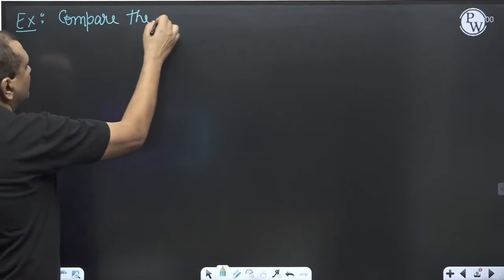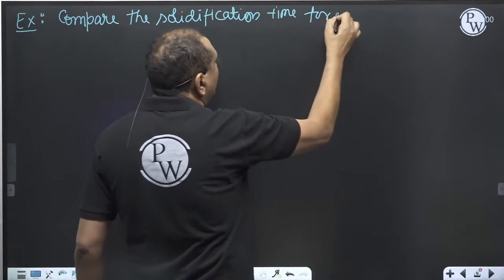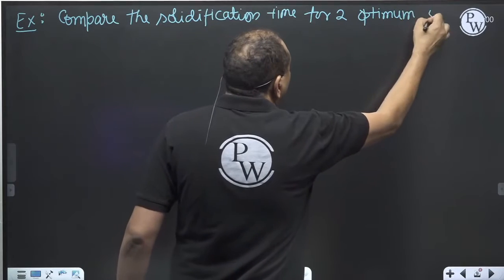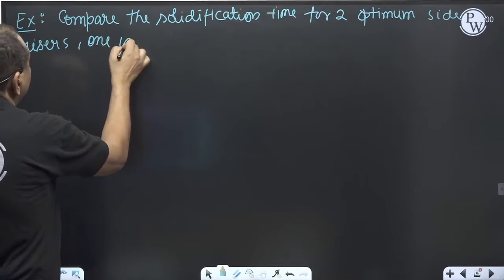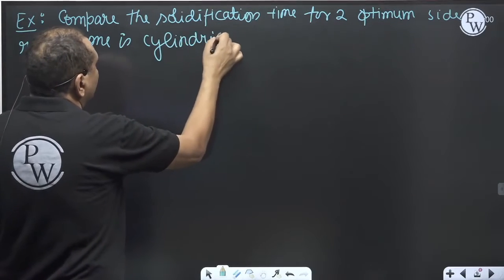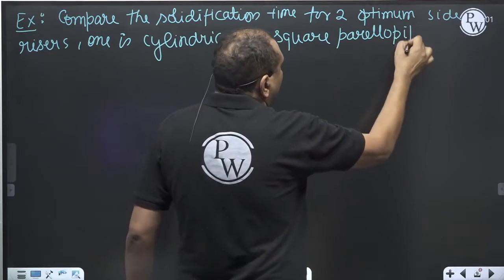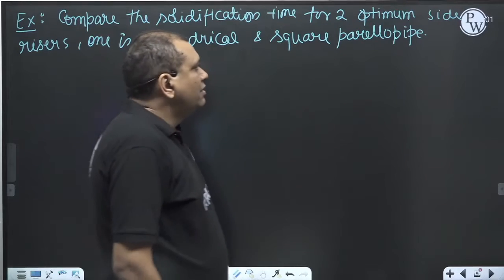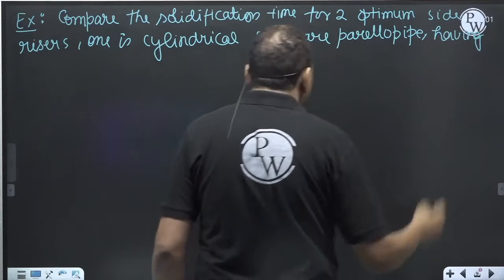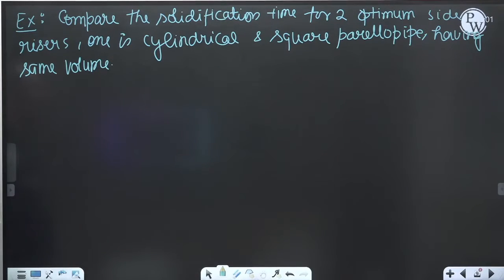Compare the solidification time for two optimum side risers, one is cylindrical and the other is a square parallel pipe, having the same volume.